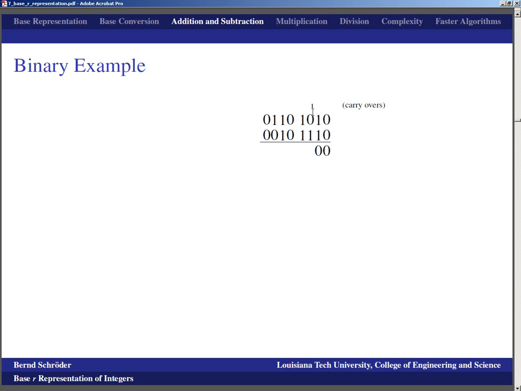with a carryover of 1, 1 plus 1 is 0 with a carryover of 1, 1 plus 1 plus 1 is 1 with a carryover of 1, 1 plus 0 is 1, 1 plus 1 is 0 with a carryover of 1, 1 plus 1 is 0 with a carryover of 1, and then we have 1 plus 0, and that's another 1 here.